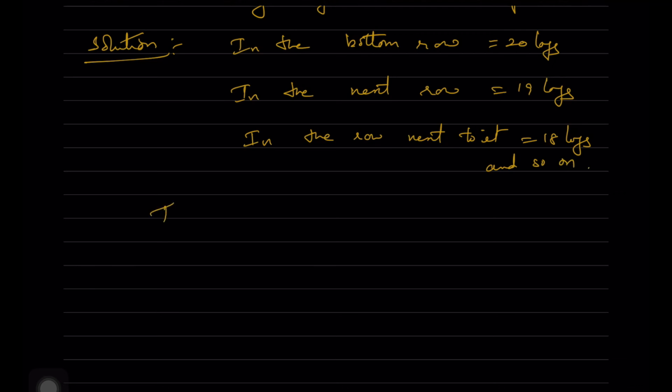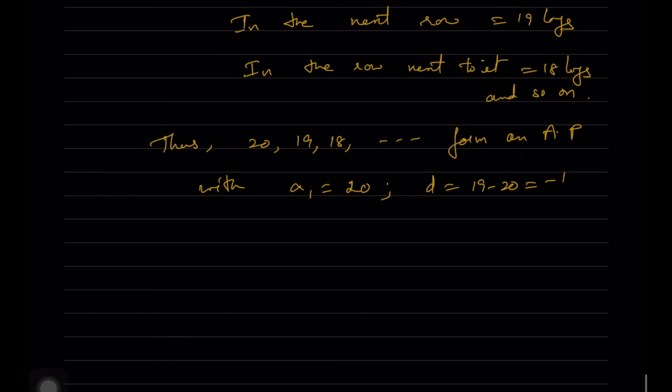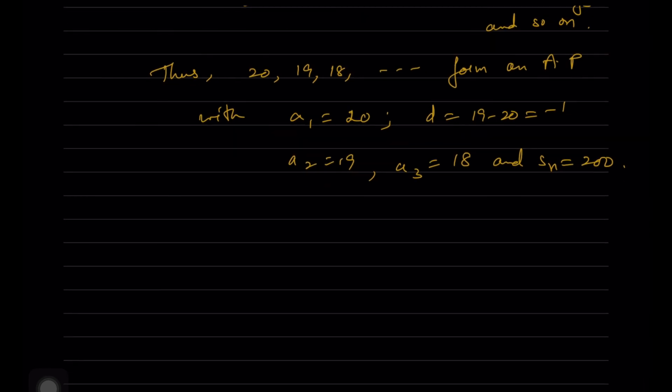So thus 20, 19, 18, and so on form an AP with a1 equal to 20, d equal to 19 minus 20, which is minus 1, a2 is equal to 19, a3 is equal to 18. Also we are given that they are totally 200 logs. So the sum of all the logs is nothing but 200.